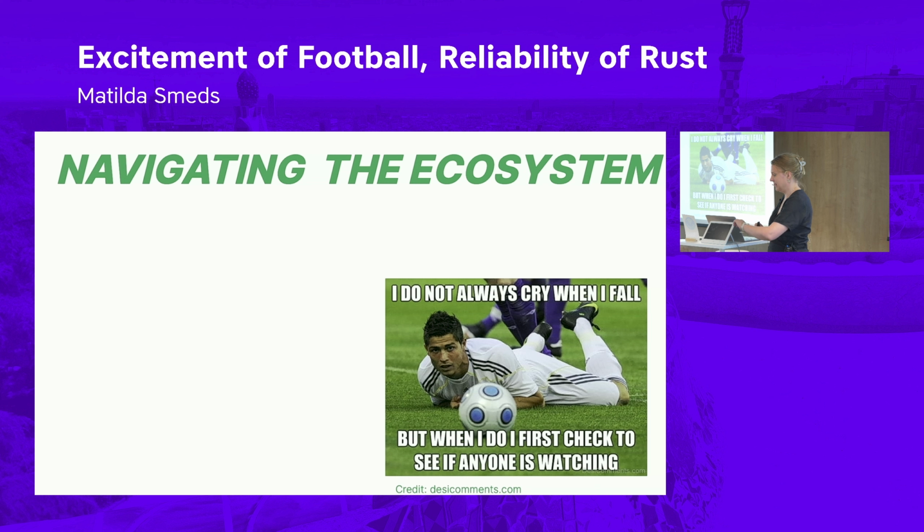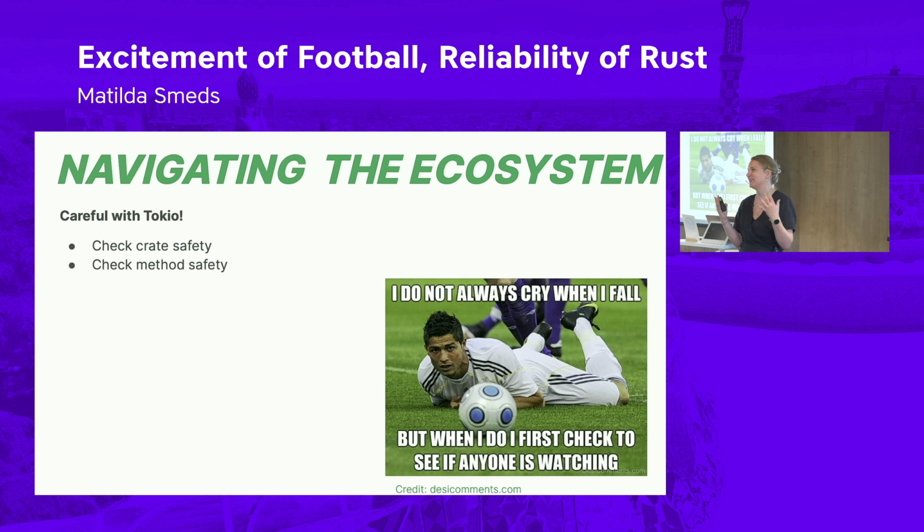Then about navigating the ecosystem. It's not going to be a sad story. It had a happy ending. But you have to be careful with Tokio. You have to check if the crates are safe to use with Tokio. And even if the crate is great with Tokio, it could even be made by the people who make Tokio, you still need to check that the methods you call are safe to call within async code. So we have burnt our fingers a couple of times with this.